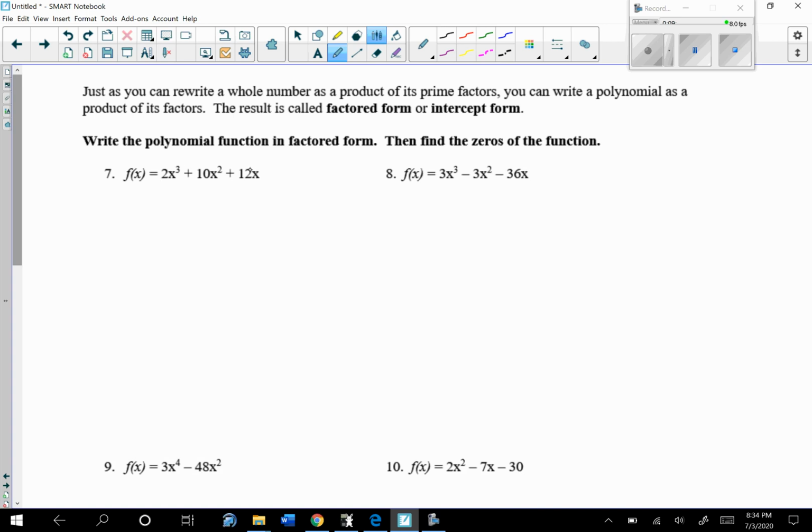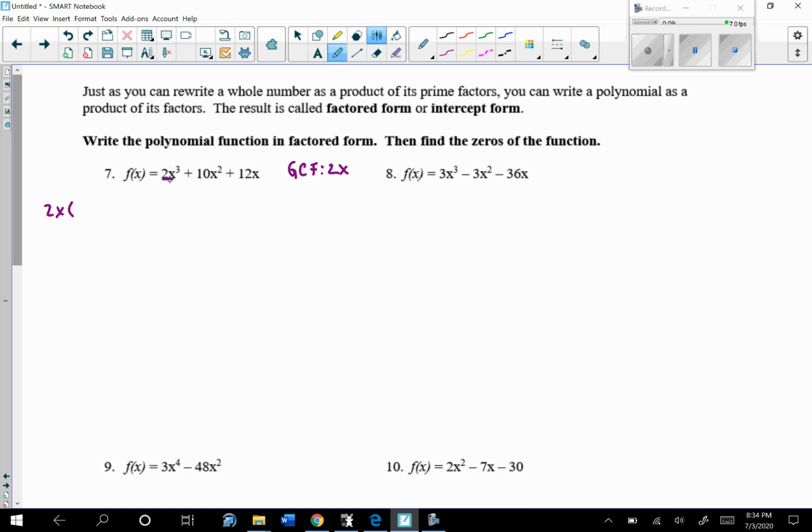And if we want to write this in factored form, then the first thing we always want to look for is our greatest common factor. So the greatest common factor is what can go into all 3 of these terms. So they are even numbers, and the lowest even number we have is 2, so we know we're going to have a 2. And this has an x cubed, x squared, and x, so 2x is our GCF. So we're going to take that out first.